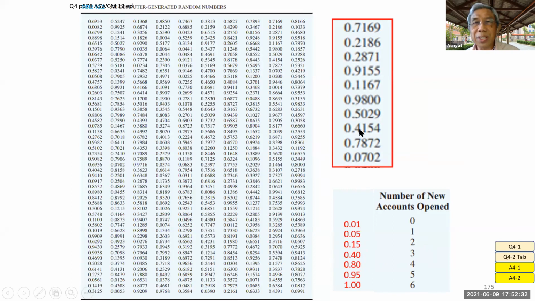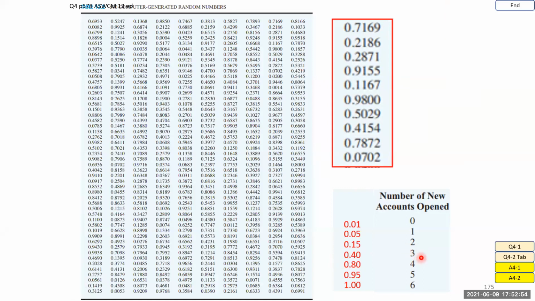We are imagining we are going to have 10 seminars: 1, 2, 3, 4, 5, 6, 7, 8, 9, 10. For the first seminar, based on the randomly generated number, the probability falls somewhere in this range. So how many clients may we get signing up? 3. So let's put 3.